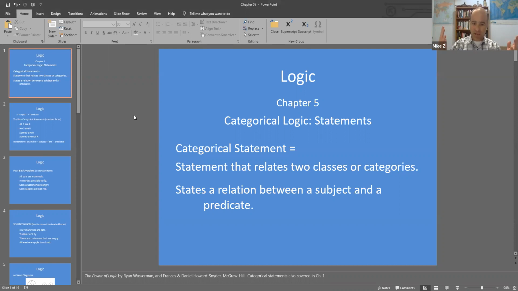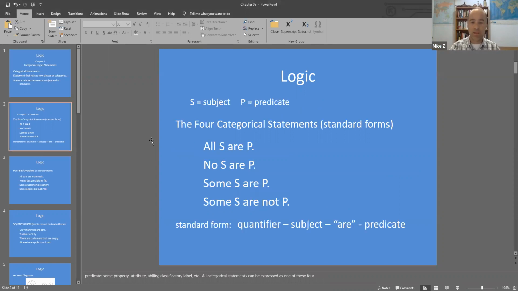A categorical statement, as we've seen before, is just any statement that relates to classes or categories of things. Another way of describing this is that every categorical statement states a relationship between a subject and a predicate. Here are the four standard kinds of categorical statements. The subject is just the thing you're talking about, the subject of the sentence. A predicate is some property, attribute, ability, or classification that you are saying stands in some relation to that subject.